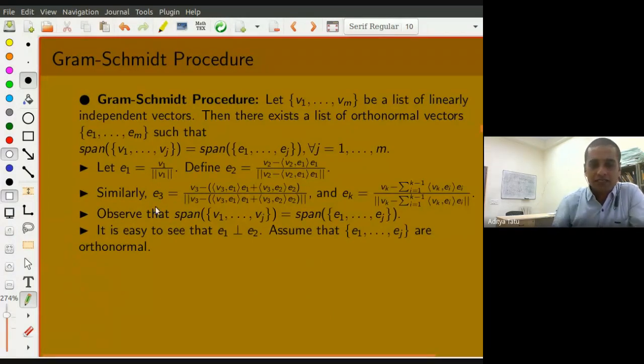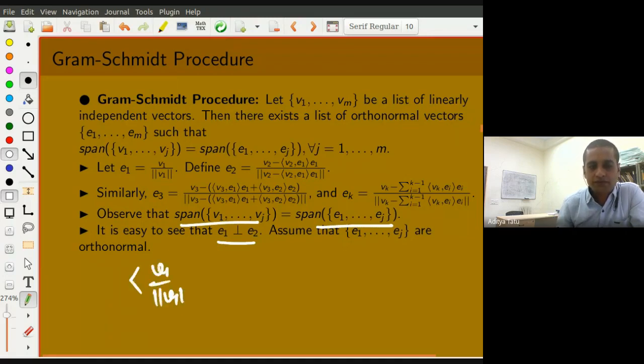Now by construction, observe that this condition is satisfied. In general, we'll have to prove that this set E1 to EM is orthogonal or orthonormal. We are going to prove this by induction. The base case is easy to see, that E1 and E2 are going to be orthogonal. Why?